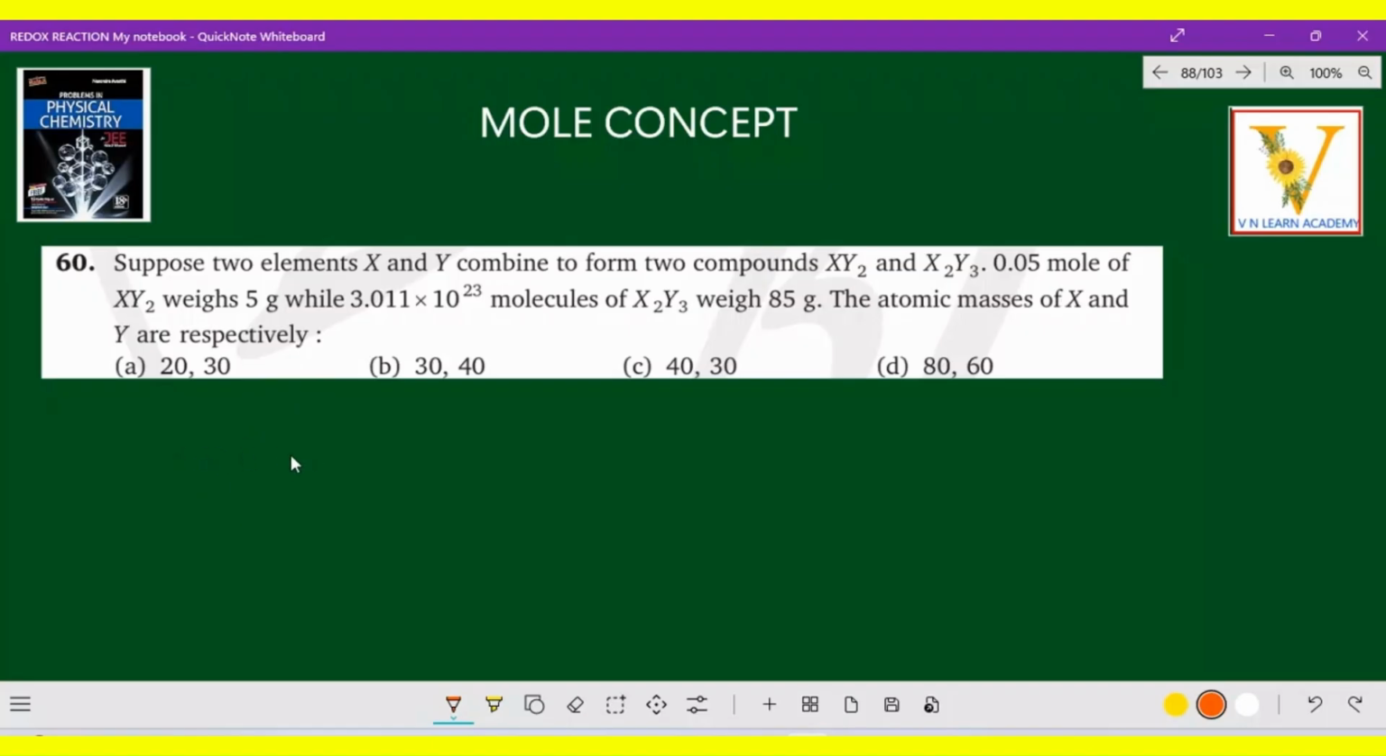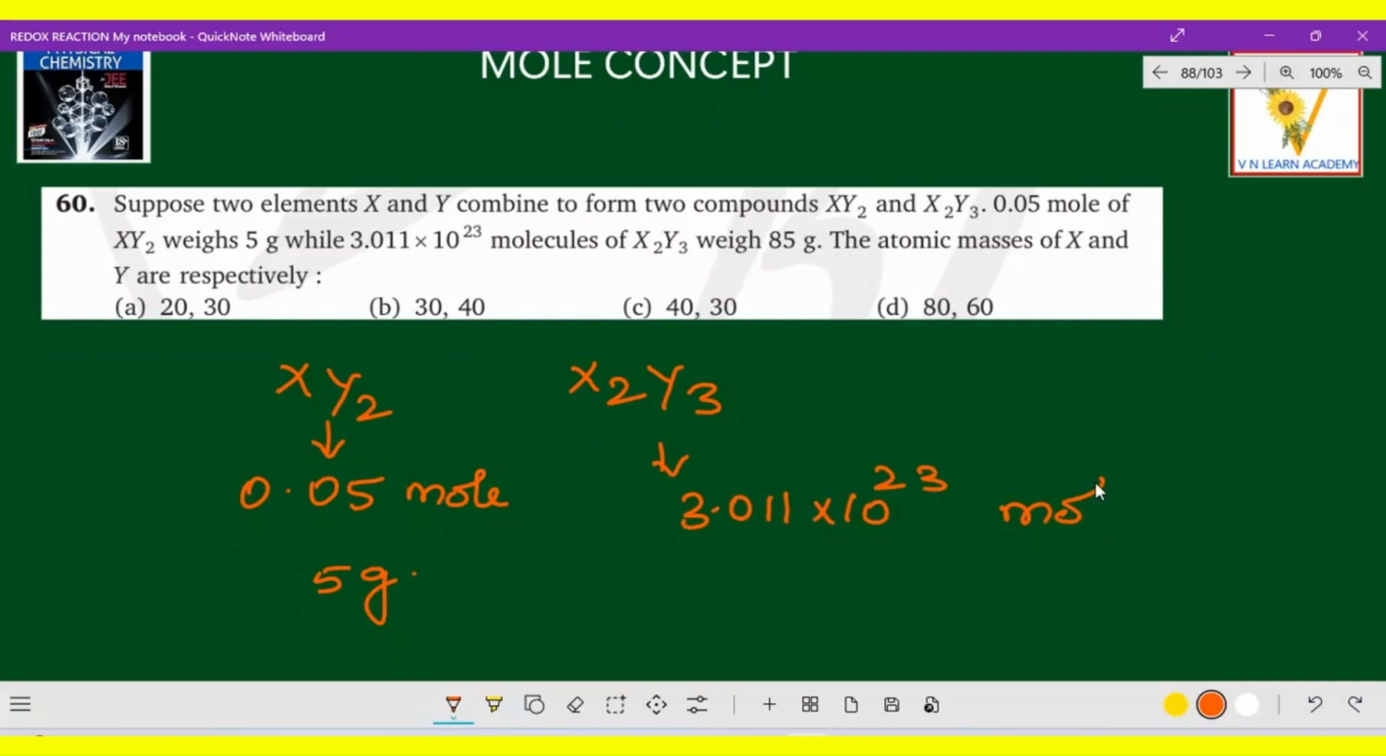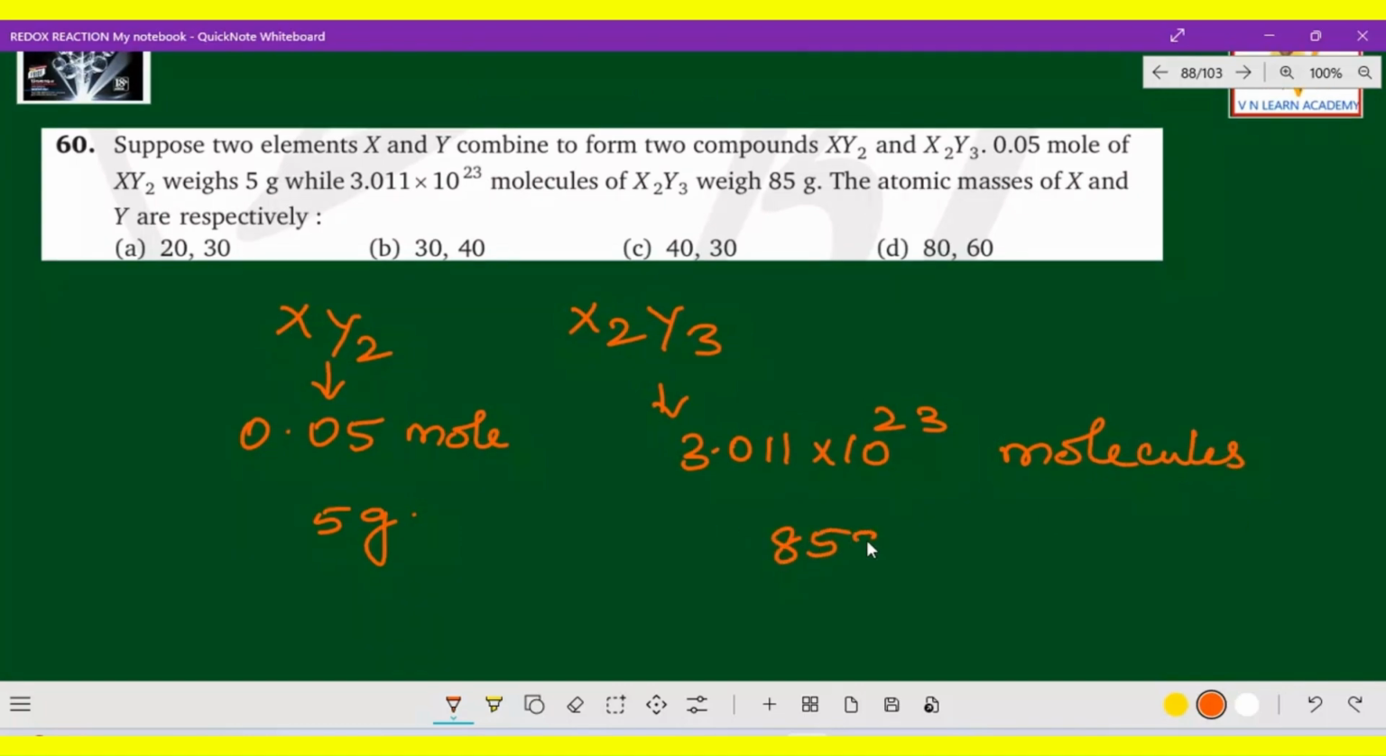Right, now here two compounds are there, that is XY2 and X2Y3. So these are the two compounds. In that data they have given 0.05 mole of XY2, and it weighs 5 grams. And this is X2Y3, it is 3.011 into 10 to the power of 23 molecules. And here gram, how much? It is 85 gram. Okay, now let us identify each.